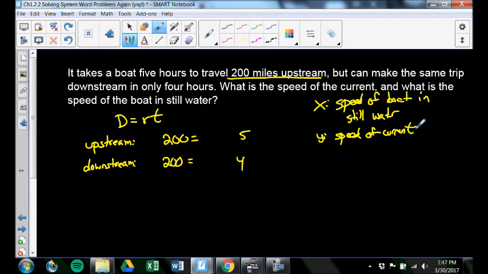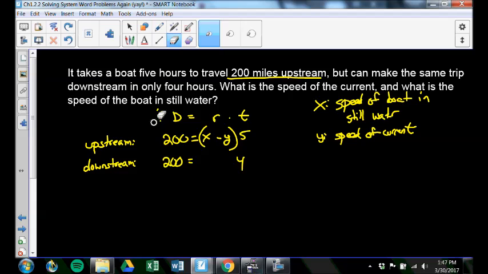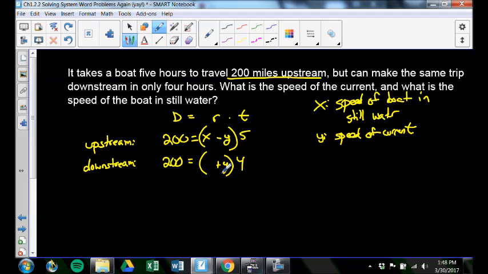And here's the important thing to understand. If you're going upstream, the speed of the current is taking away from the speed of the boat. They're fighting each other. So this is your rate, right? Your rate is the speed of the current taking away from the speed of the boat. But if you're going downstream, they help each other. The speed of the current is helping the speed of the boat.